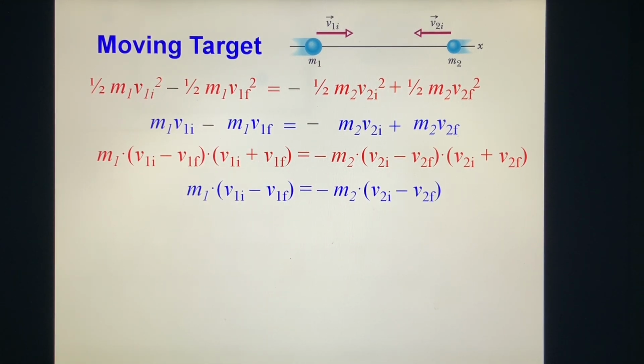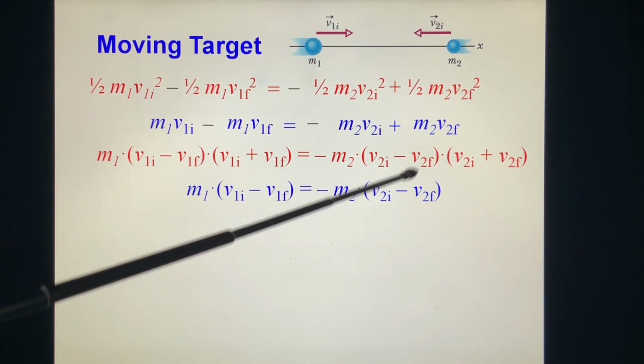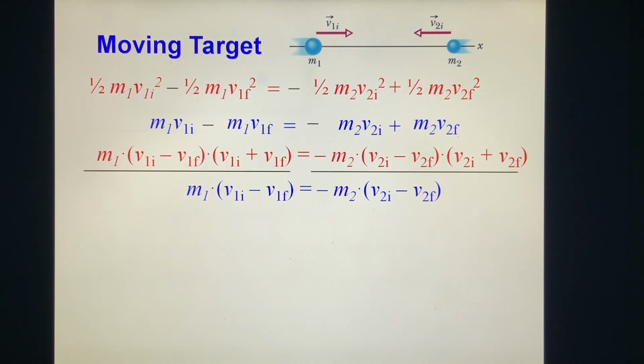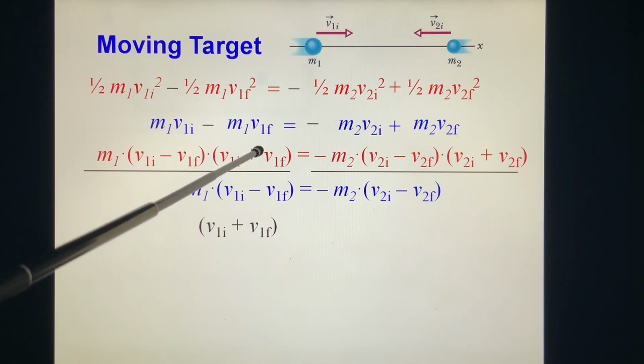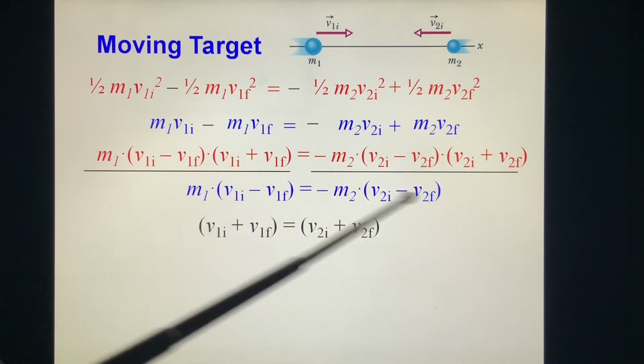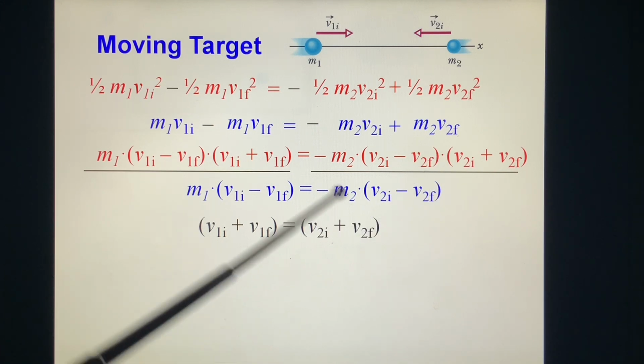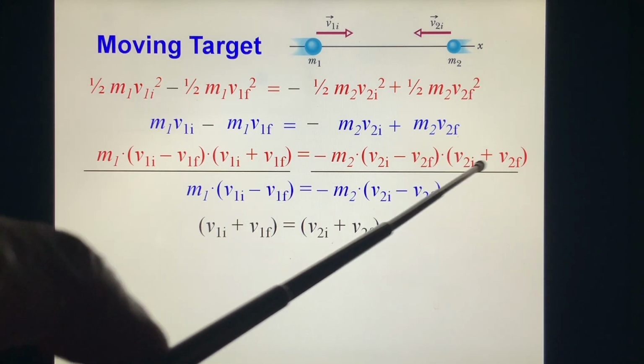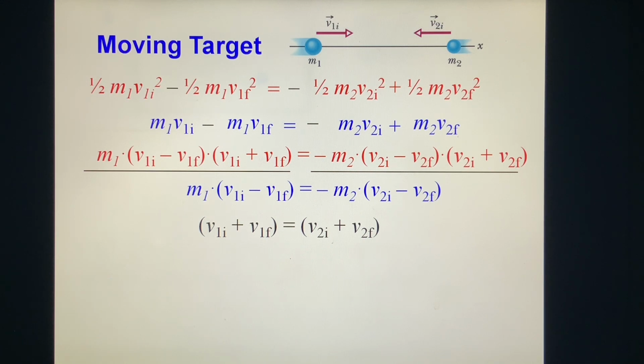Now we look at this equation. It's different, but now they are the same, so we divide. On the left, v1 initial plus v1 final equals, on the right, this minus cancels out, v2 initial plus v2 final. So this equation plus this equation, two linear and very simple equations, we can find v1 final and v2 final easily. Now these two are very easy.